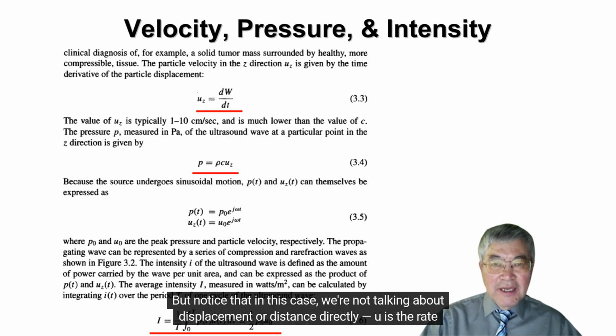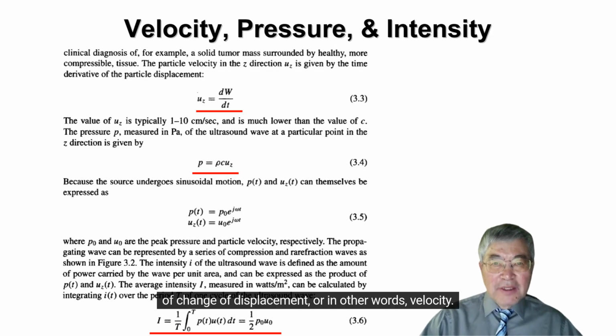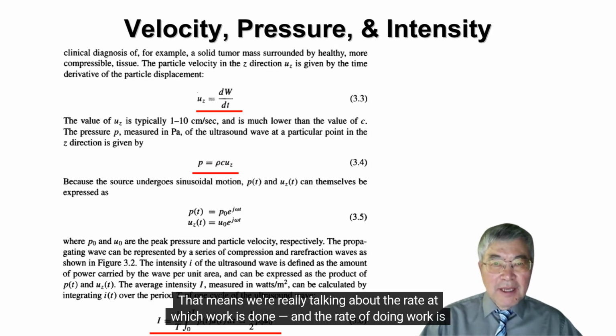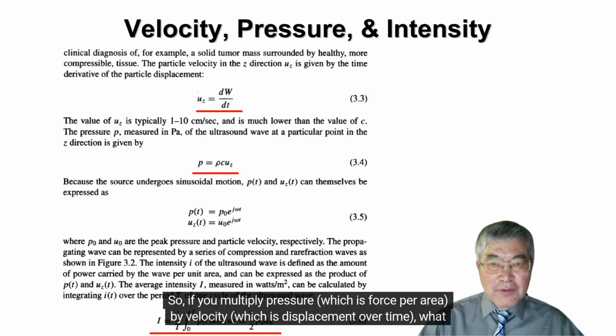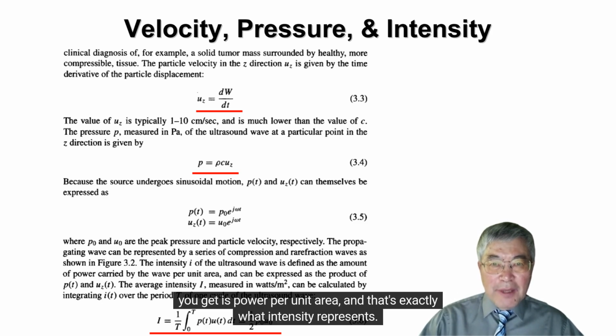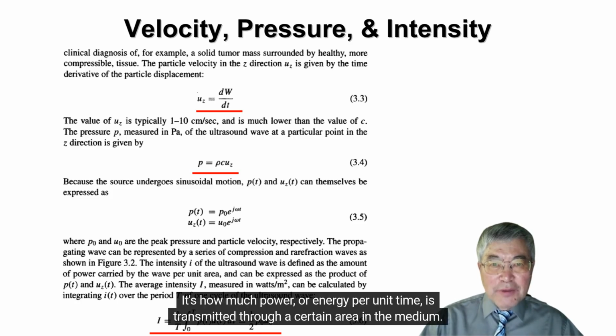But notice that in this case, we're not talking about displacement or distance directly. U is the rate of change of displacement, or in other words, velocity. That means we're really talking about the rate at which work is done, and the rate of doing work is power. So if you multiply pressure, which is force per area, by velocity, which is displacement over time, what you get is power per unit area, and that's exactly what intensity represents. It's how much power or energy per unit time is transmitted through a certain area in the medium.